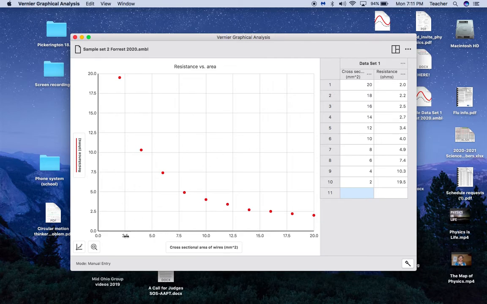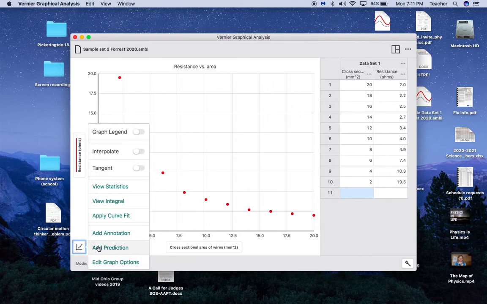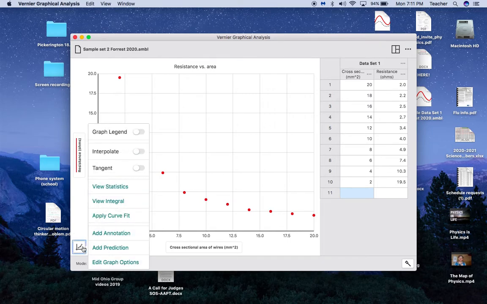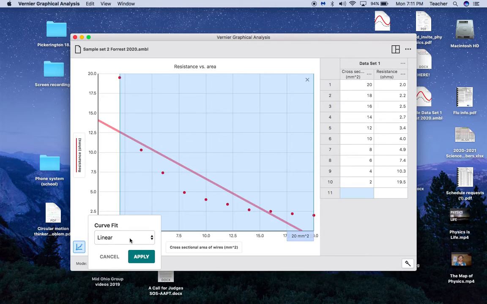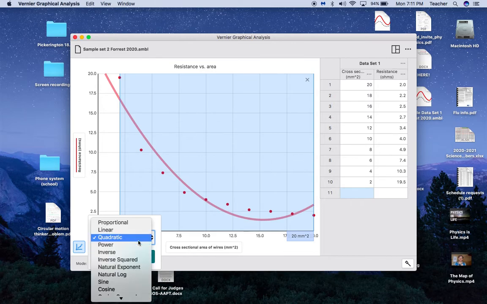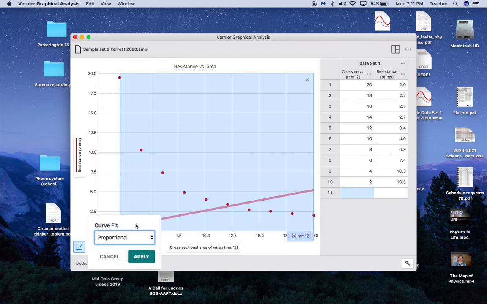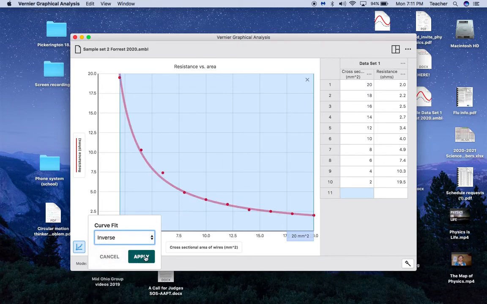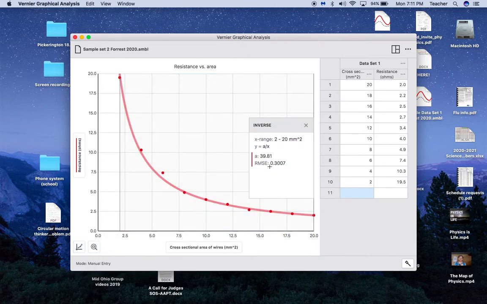All right. So now if I want to make a prediction here, obviously it's not. Oh, I don't need to do a prediction. Yikes. That's not what I want to do. Here, I want to apply a curve fit. Linear does not look good. Quadratic, not very good. Proportional, no. Inverse might look good. I'll try that. And that looks pretty good. That's a root mean square error of 0.3007.